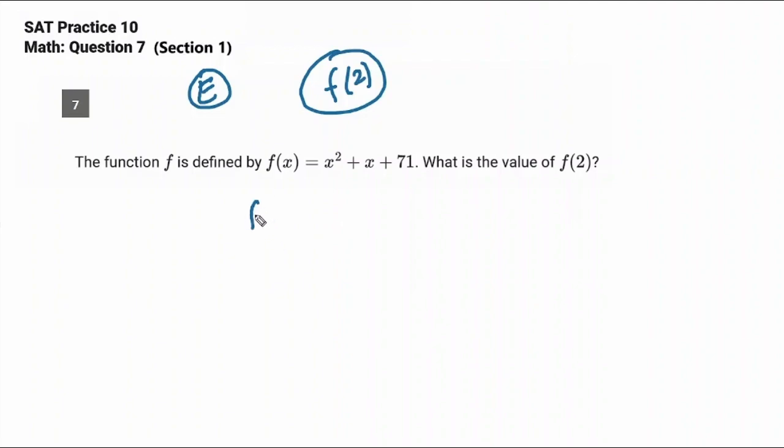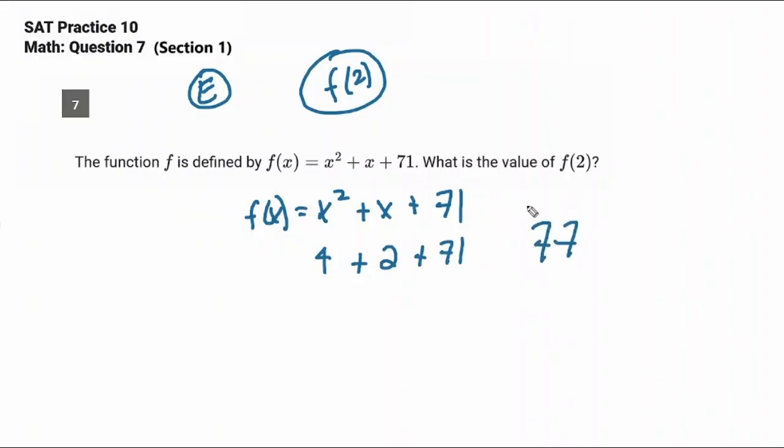So every time you see an x, you're going to put in a 2. I'm going to write the function. You don't really have to. X squared, 2 squared, so 4, plus x, 2, plus 71. You can put that in your calculator if you want. Don't really have to. 77. Couldn't be easier. Functions are just following directions. If you can follow directions, you can get them all right and move on.